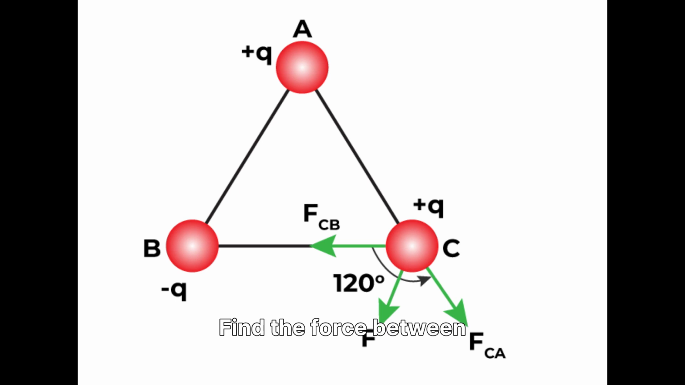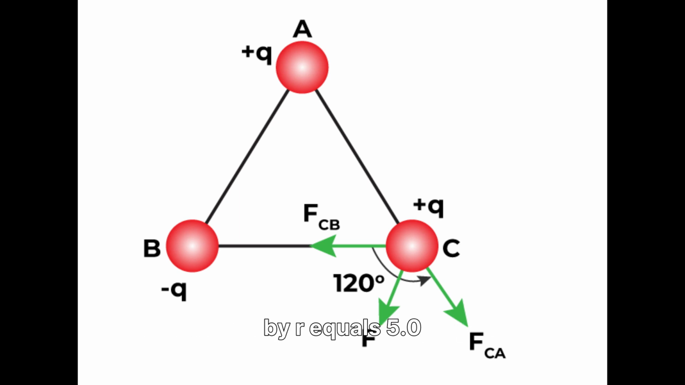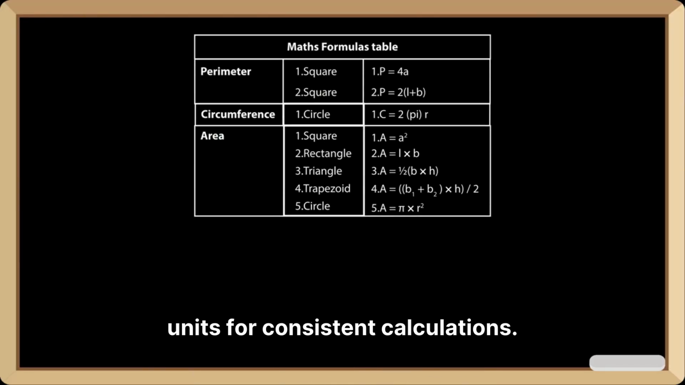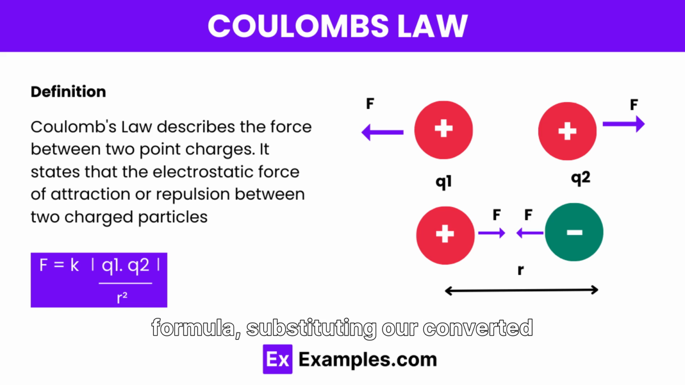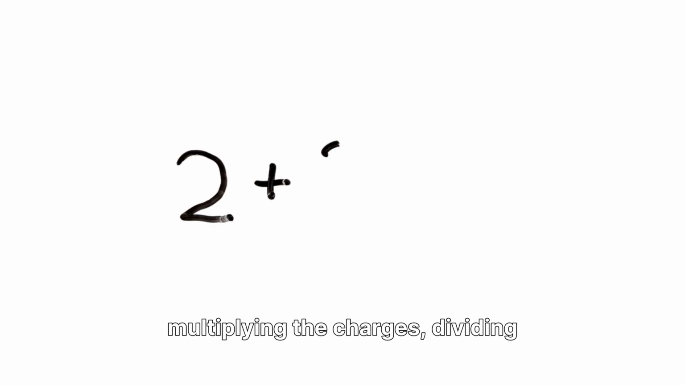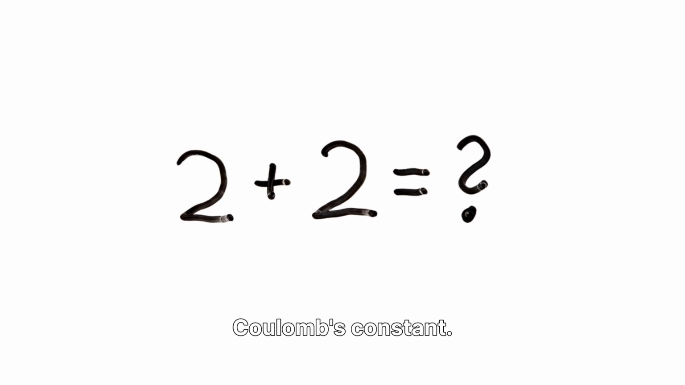Find the force between Q1 equals plus 3.0 microcoulombs and Q2 equals minus 2.0 microcoulombs, separated by r equals 5.0 centimeters. First, we convert these values to standard SI units for consistent calculations. Then, we use Coulomb's formula, substituting our converted values into the equation. The calculation proceeds by multiplying the charges, dividing by the squared distance, and then multiplying by Coulomb's constant.